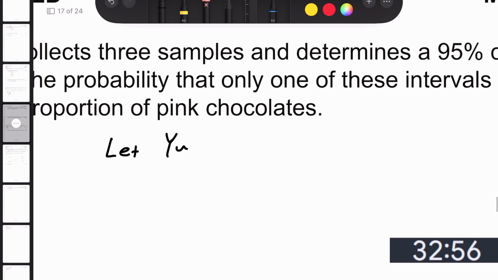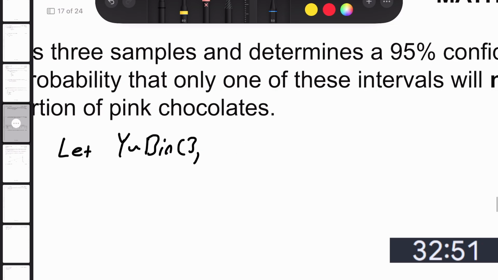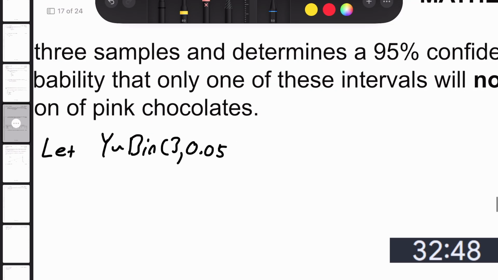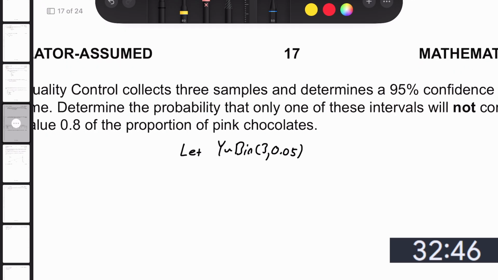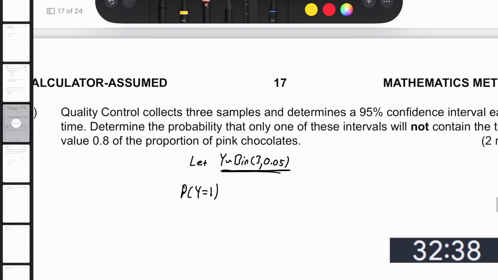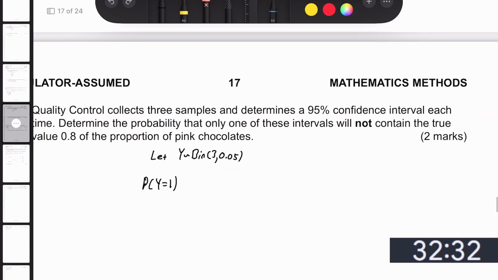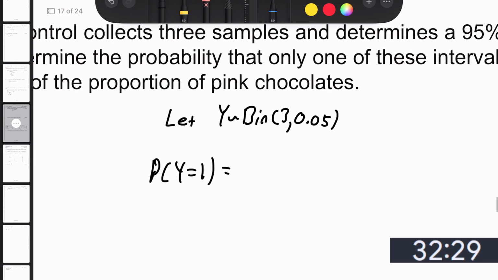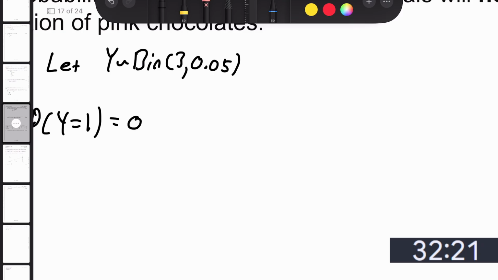Let y be a binomial distribution, and we're going to do 3 because we're making 3 intervals. And we're going to do 0.05, and then I want the probability that y is equal to 1, because this distribution is describing how many samples are not going to contain the 0.8. I'm not going to write it again because I already showed you how to do it. So binomial PDF of 1, of 3, of 0.05. This is 1.354.